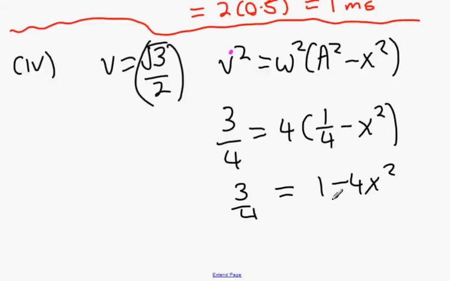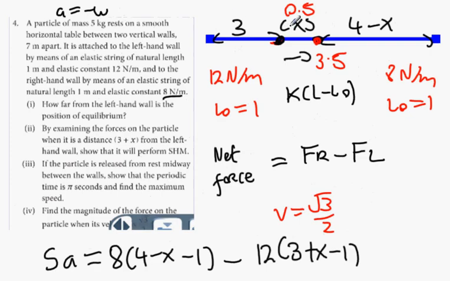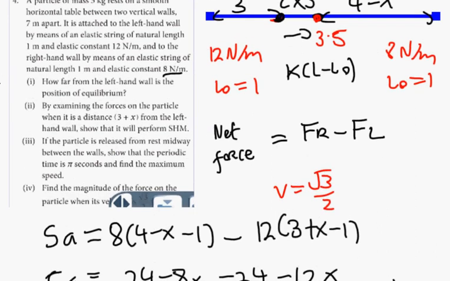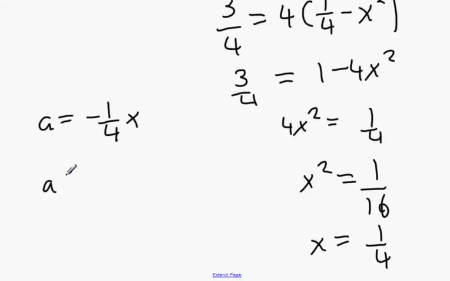Therefore 4x squared equals a quarter. Okay, x squared equals a 16th. X therefore is equal to a quarter. The distance that this happens is a quarter away from equilibrium. So your extension is a quarter when this happens. So all you have to do now is find the magnitude of the force. And we know that A equals minus a quarter x.